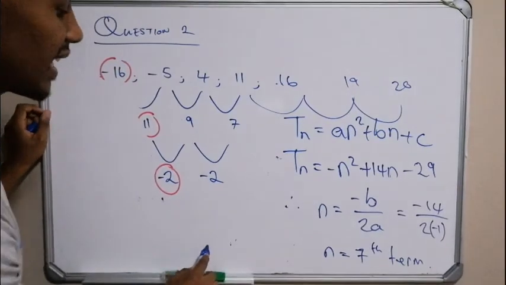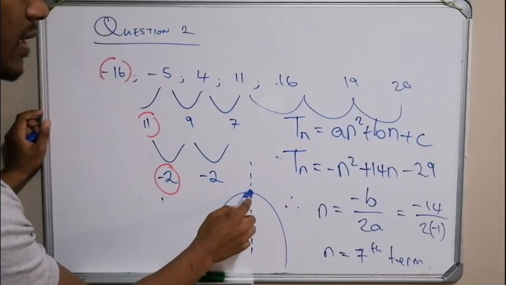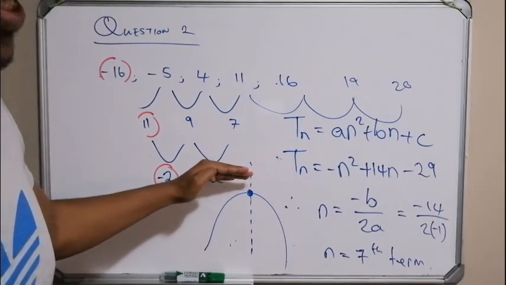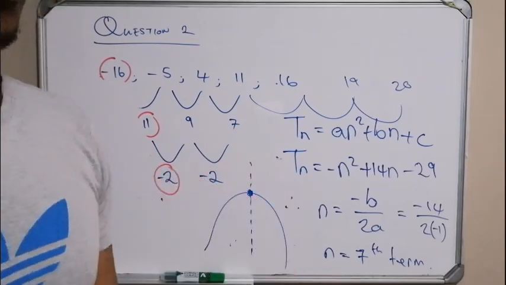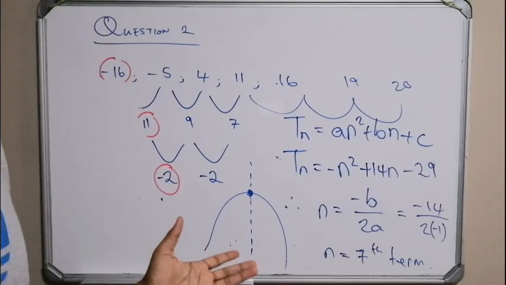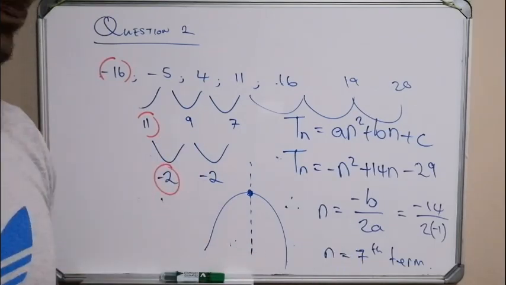So it has that same symmetry that a parabola has. After the turning point, notice it goes up, up, up, but when it reaches that maximum, it just goes down again. So you can compare this quadratic sequence to a quadratic function, which is a parabola. And there you go.